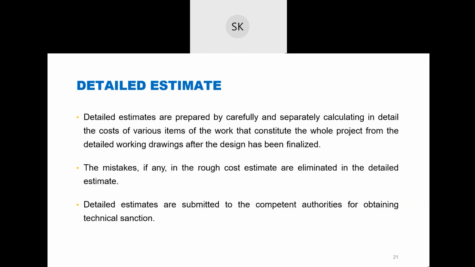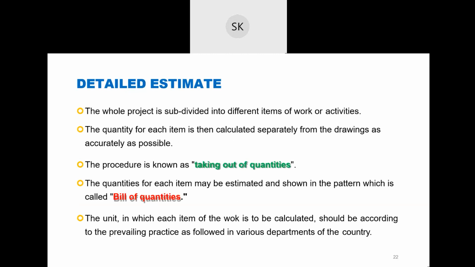Suppose, with the same example, you have constructed a 9 kilometer road. You have done the estimate for 3 kilometer. Then, after you have constructed the next 3 kilometer, you have done the estimation for the next 3 kilometer, like that. You have to take out the quantities. How much is the earthwork? How much is the plastering? So, taking out the quantities, basically taking out length, breadth, height, is known as taking out quantities.